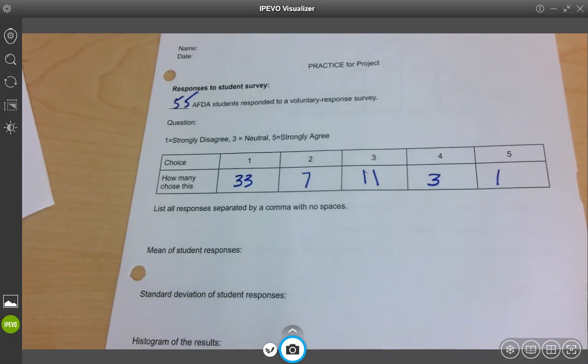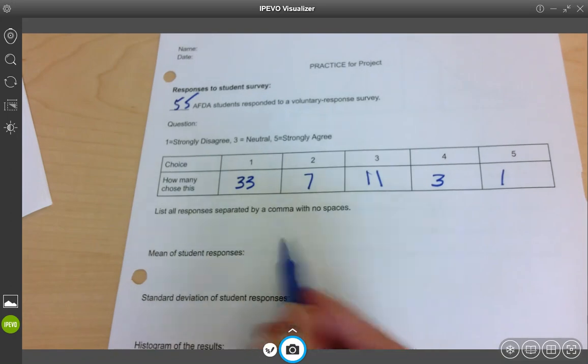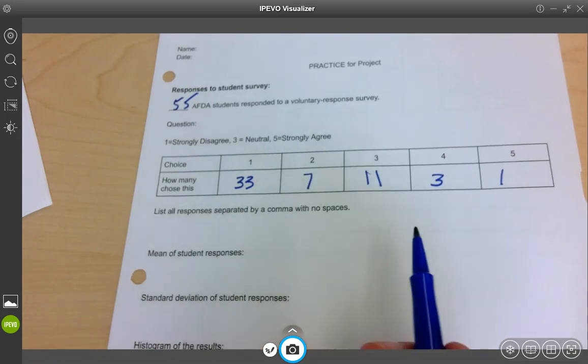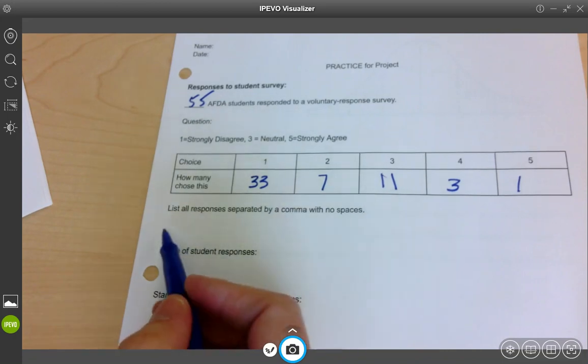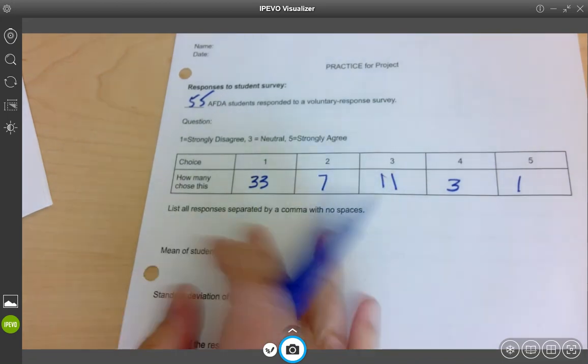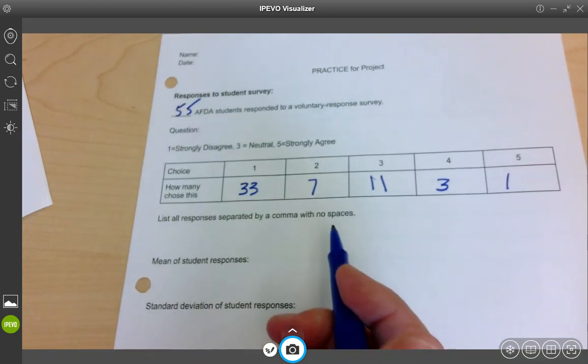What you do have to put into Desmos is a list that has 33 1s, 7 2s, 11 3s, 3 4s, and 1 5. Okay, now I'm actually not going to write the commas on the paper because I can't copy and paste it, but when you do your project, list it with the commas, because then you can copy and paste it into Desmos. Okay, and then you won't have to type it twice.